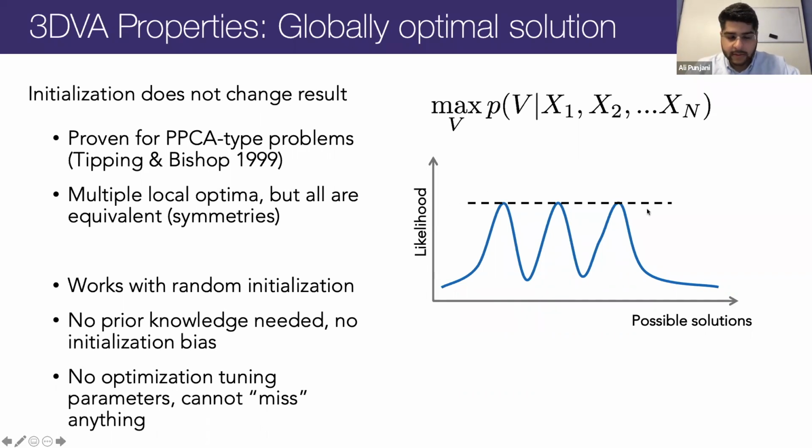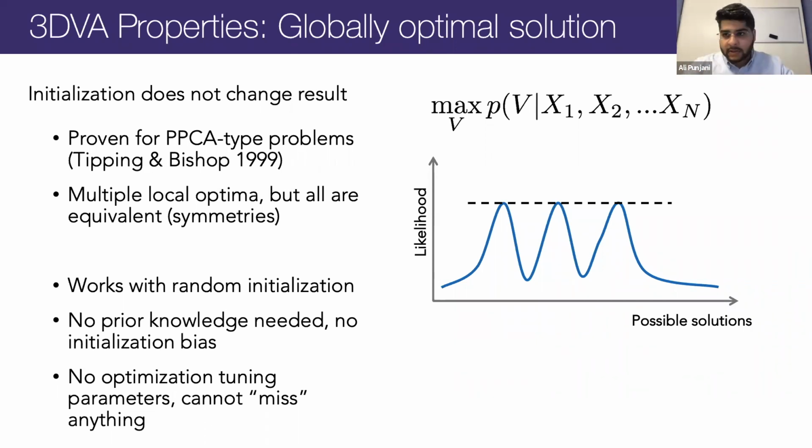They have the same likelihood, and they're actually all the same because they're related by a symmetry, which is that if you're solving 4 components, you can switch the order of any of those 4 components while you're running the optimization and get the same result. At the end of the day, you can sort by variance, and you'll end up with exactly the same result.